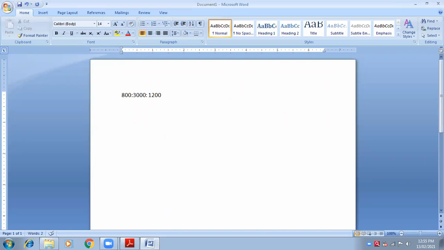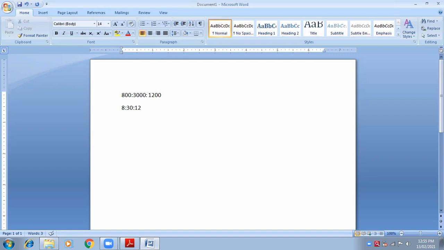Okay, now common cancellation. How many zeros are common in all figures? Two zeros. After cutting down two zeros from each of the figures, I am left with 8 in the first figure, 30 in the second figure, and 12 in the third figure. Am I very clear to you all? Now, next is 8 is to 30 is to 12.